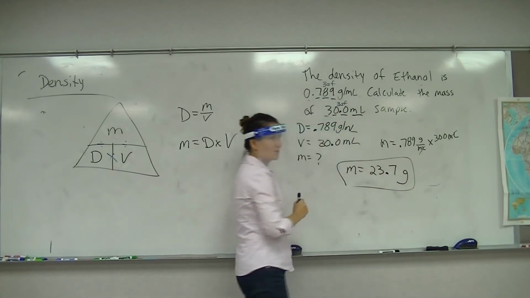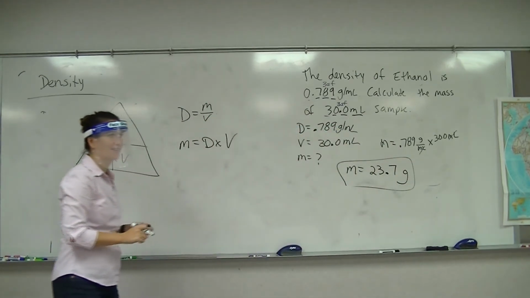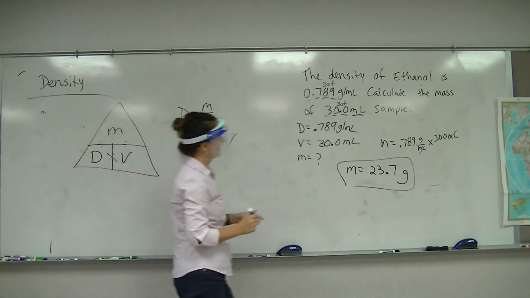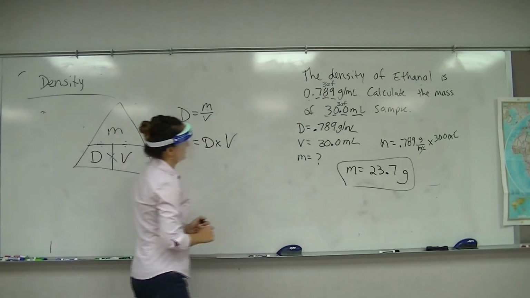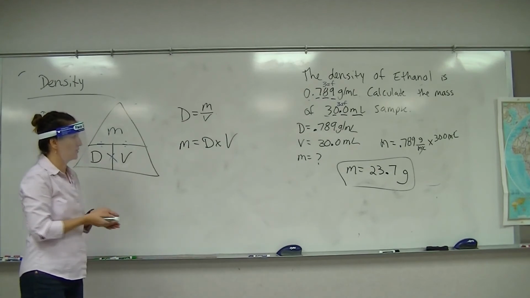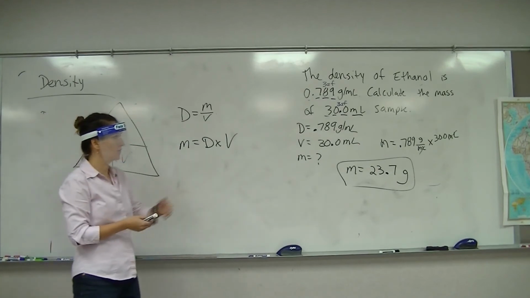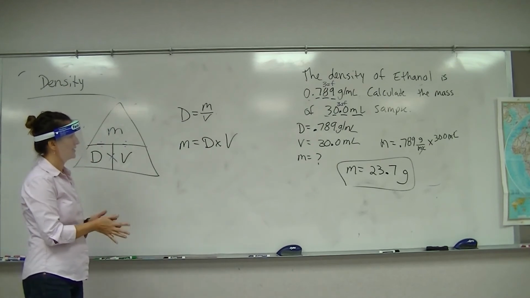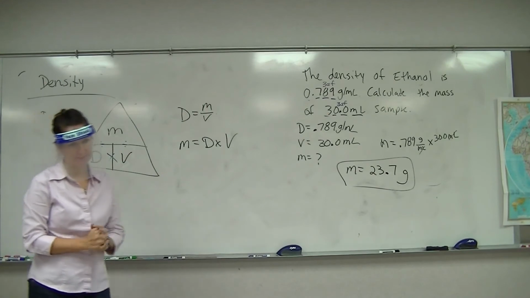Trust that you rounded correctly? Yeah. Just double checking. So 23.7 grams. If we were to mass that 30 milliliters, what would show up on the scale would be 23.7. Different things weigh different amounts depending upon their density.